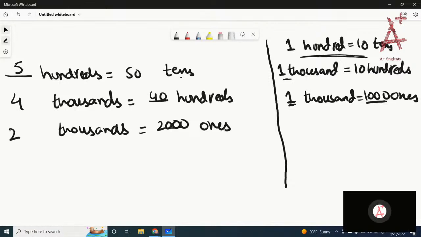The next one is 9,000s equal how many tens?